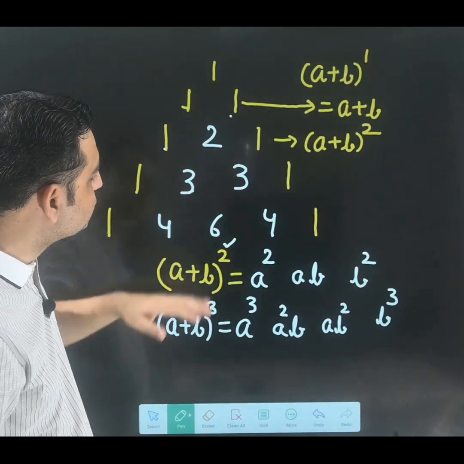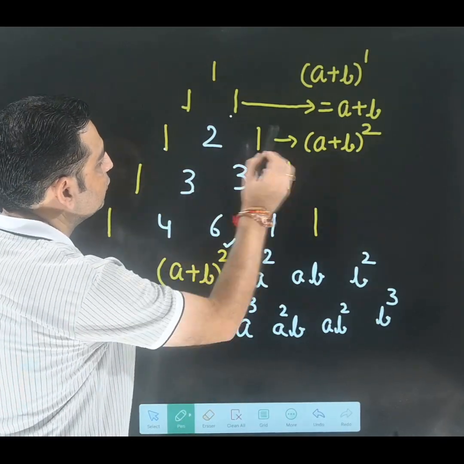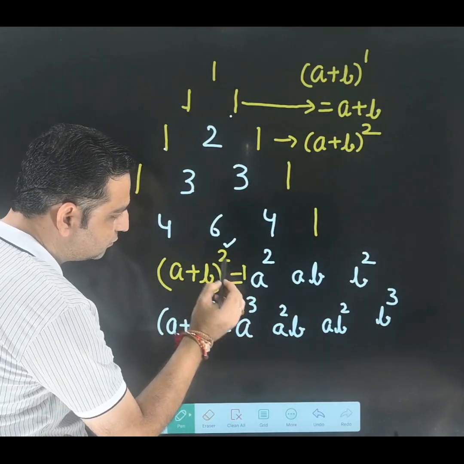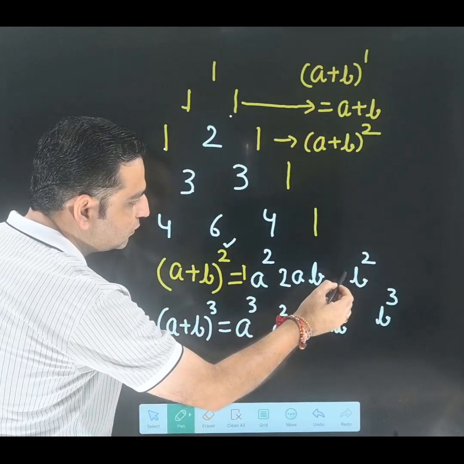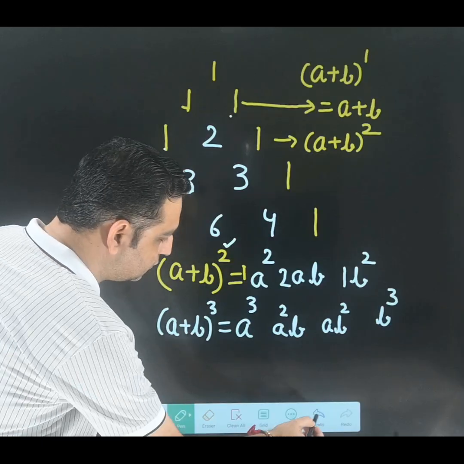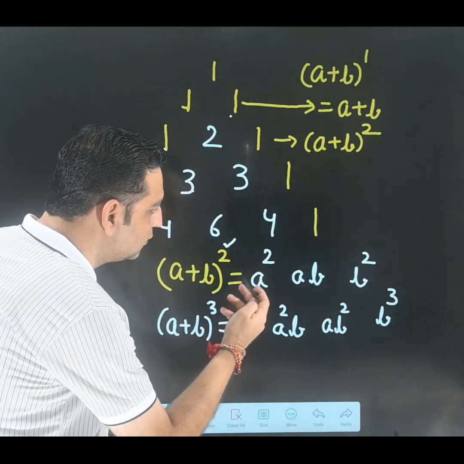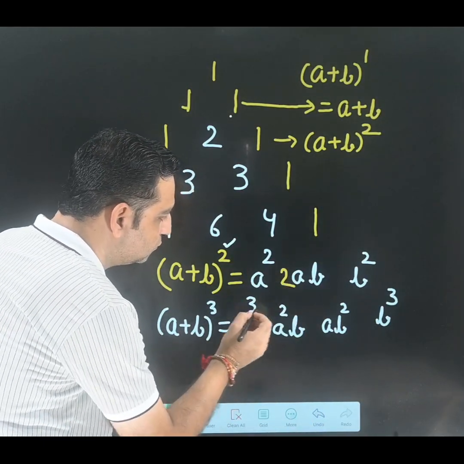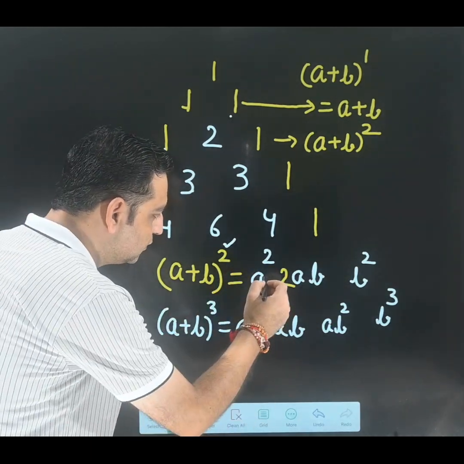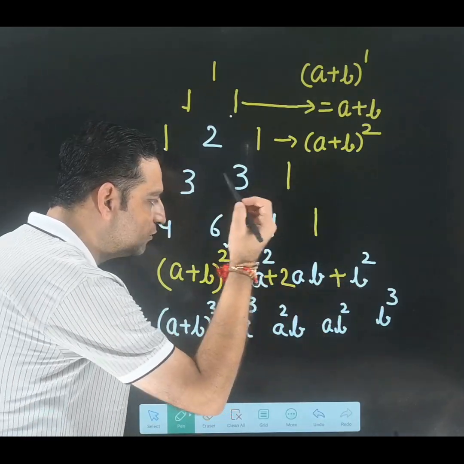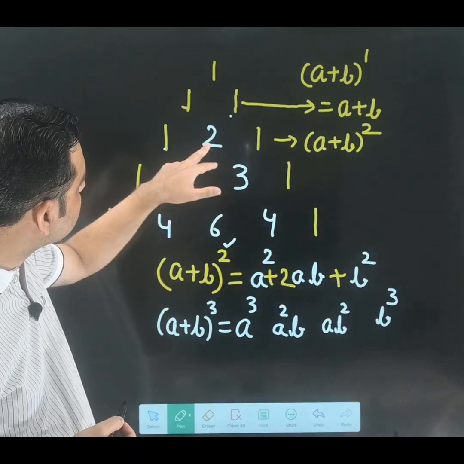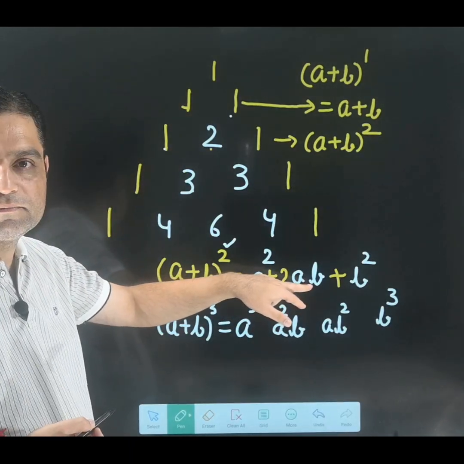And these are the coefficients. Like for a plus b whole square, 1 2 1 was there, that means a square will have only 1, this will have 2, this will have 1. Let me write it again. a square has 1 coefficient, b square has 1 coefficient, that is not required to be written, because 1 a square and 1 b square are both the same. So this 2 represents 2ab.